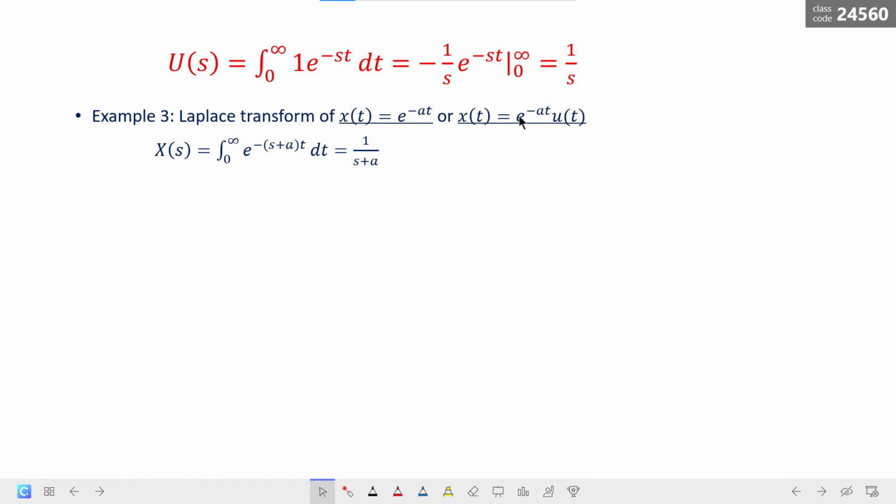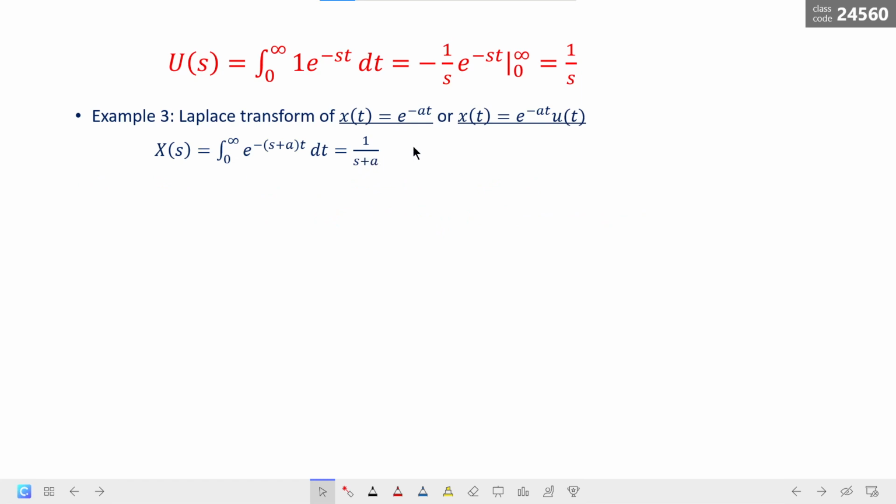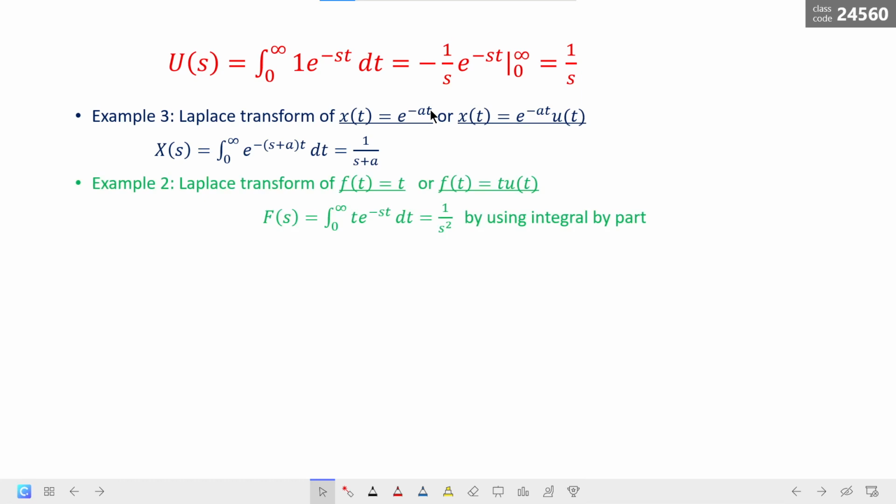So you have a function h of t, e to the minus at. Actually, it's e to the minus at times the step function. It means that before that, everything is 0. Any parameter, any value is 0. And then it can be easily shown that the Laplace transform of the exponential e to the minus at is actually 1 over s plus a. Here a is the coefficient of the exponent minus at. And the Laplace transform of the ramp is 1 over s squared.